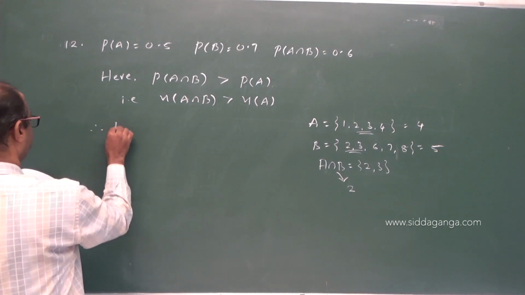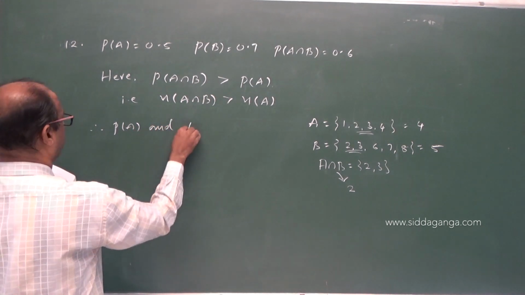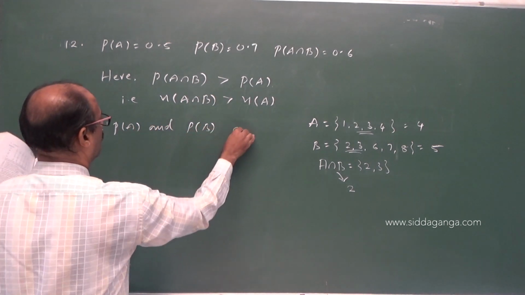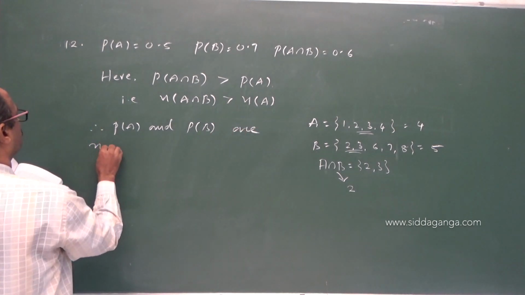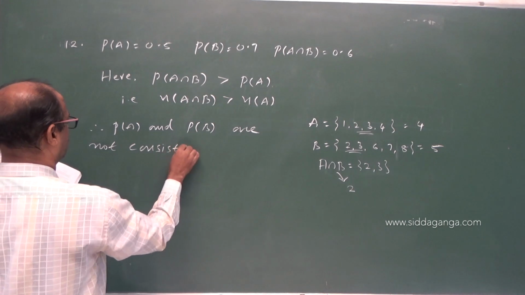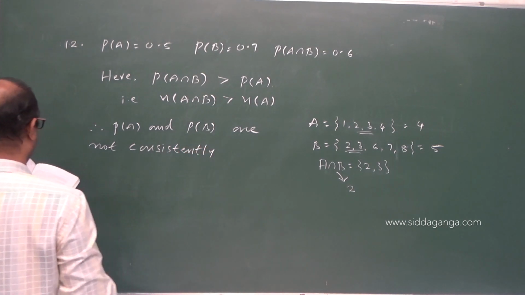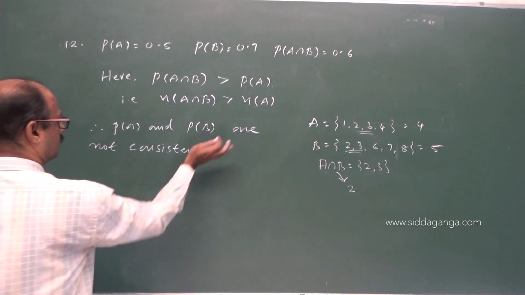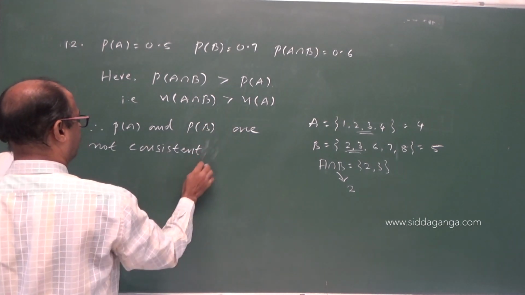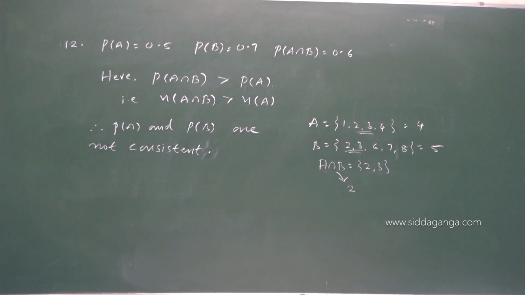Therefore, P of A and P of B are not consistent.